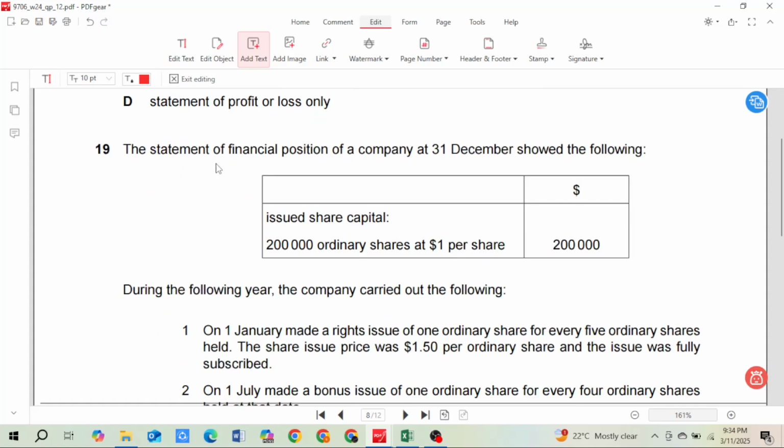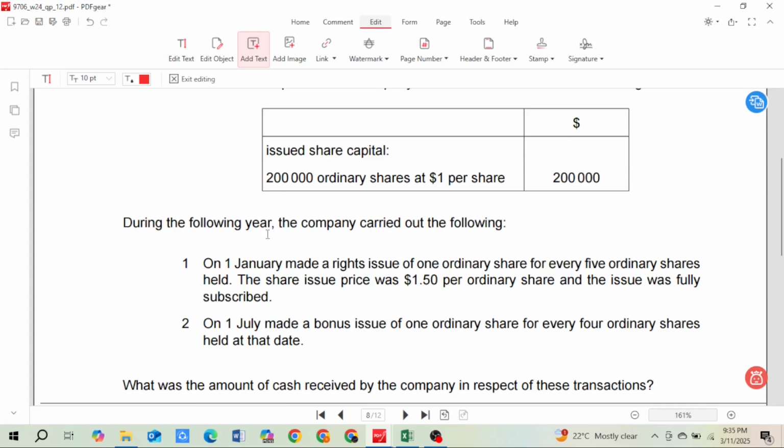19. The statement of financial position of a company at 31st December showed the following. Issued share capital 200,000 ordinary shares of $1 per share, 200,000. So this is the face value of the share. During the following year, the company carried out the following. On 1st January, made a rights issue of 1 ordinary share for every 5 ordinary shares held. The shares issued price was 1.5 per ordinary share, and the issue was fully subscribed. So here we are selling the shares, or giving them rights shares. So the selling price is 1.5. That means we are issuing at premium. Okay, because the face value is 1, we are selling it for 1.5.